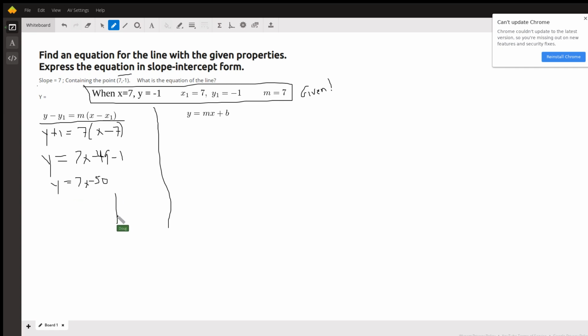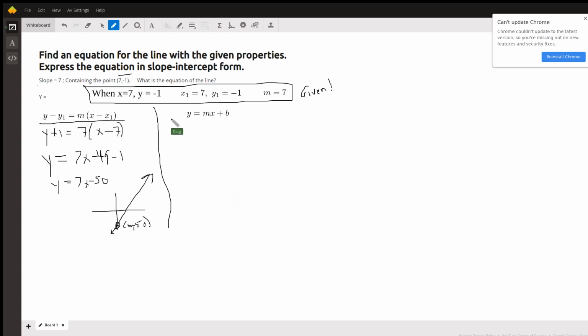So that means if you were to graph that line, it would go through the point (0, -50), way down here. And the slope is 7, which means every time you take a run of 1, you go up 7. So the line would look something like that.